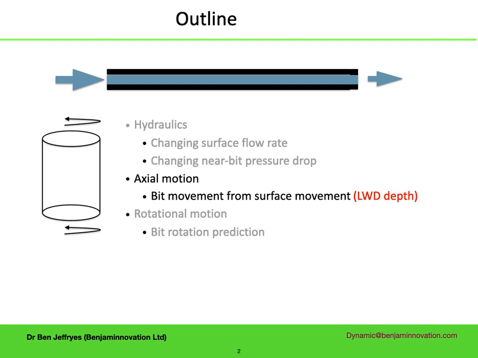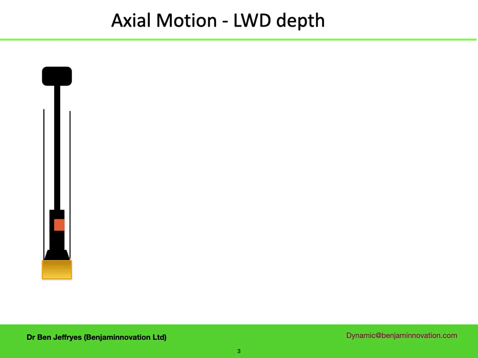First, axial motion, and the difference between surface and downhole axial motion, and what happens when it is important to know how the bit is moving, for instance, during logging while drilling. The drill bit, and hence the logging measurement, can move faster or slower than the top of the drill string.